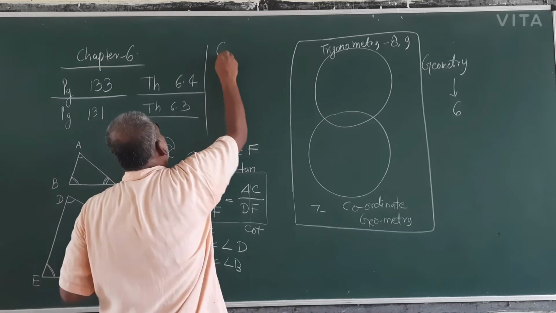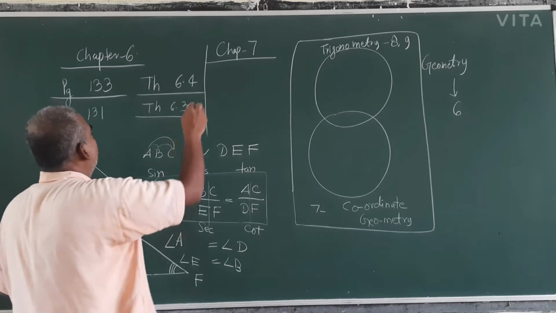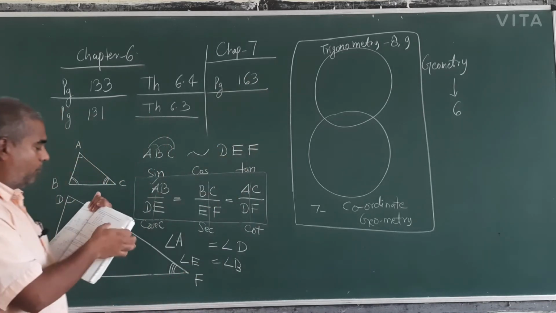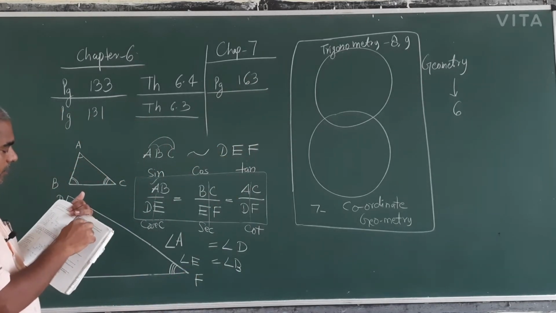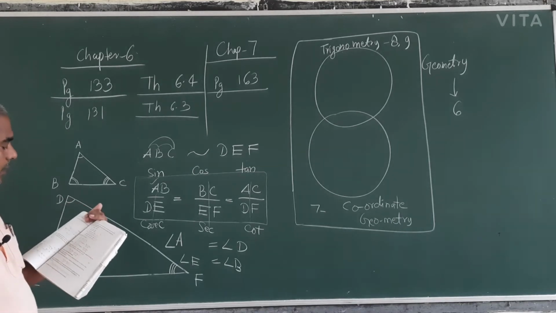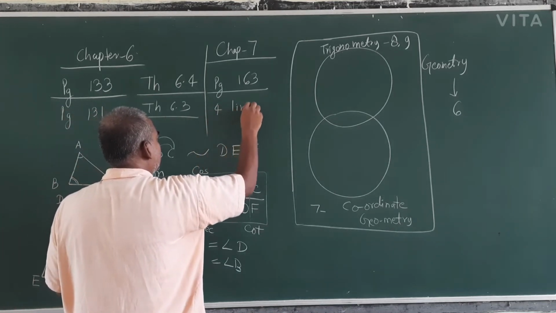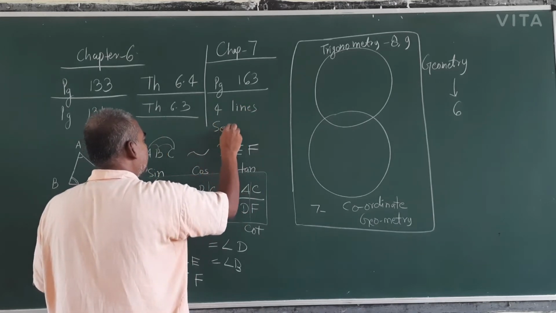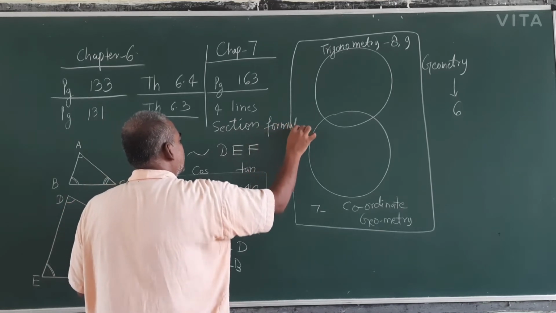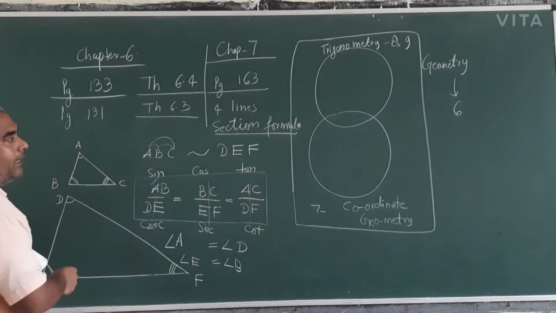Let me write here. Chapter number 7, page number 163, and lines number 1, 2, 3, 4. Fourth line, it is written, it is used in the section formula. Section formula. This is called the proportionality theorem.